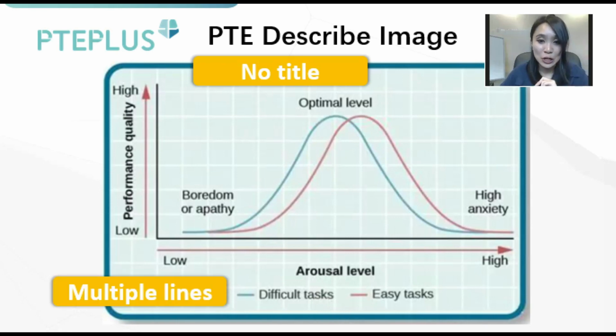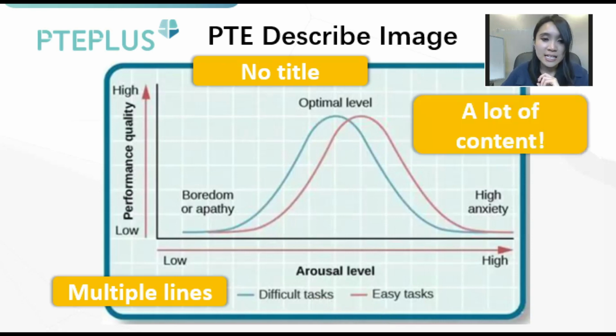Now, the second thing you'll notice is that this is now a multiple line chart rather than a single line chart, and it is comparing difficult to easy tasks. And the third challenge is that there is actually a lot of content and words on this chart, right? Apart from the y-axis and the x-axis, you've also got difficult tasks and easy tasks. You've got boredom or apathy, you've got an optimal level, and you've also got a high anxiety state as well. So how do we approach this question?